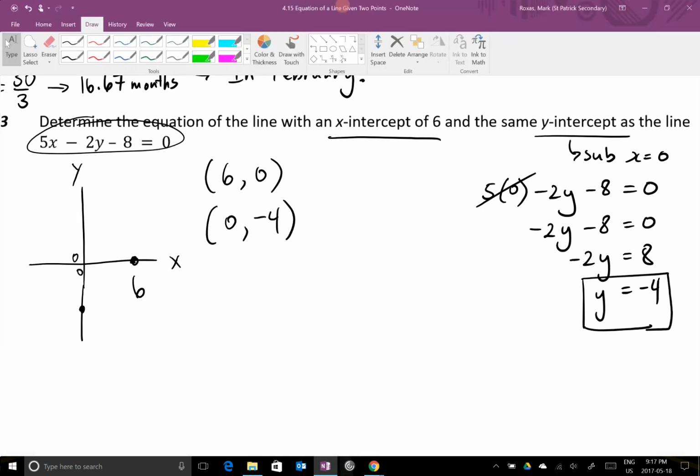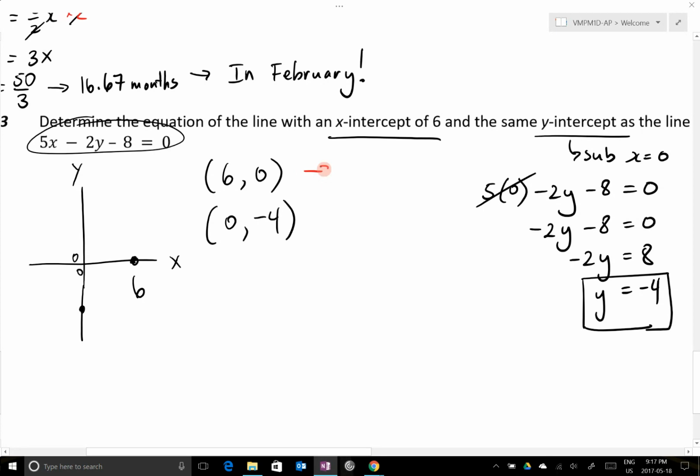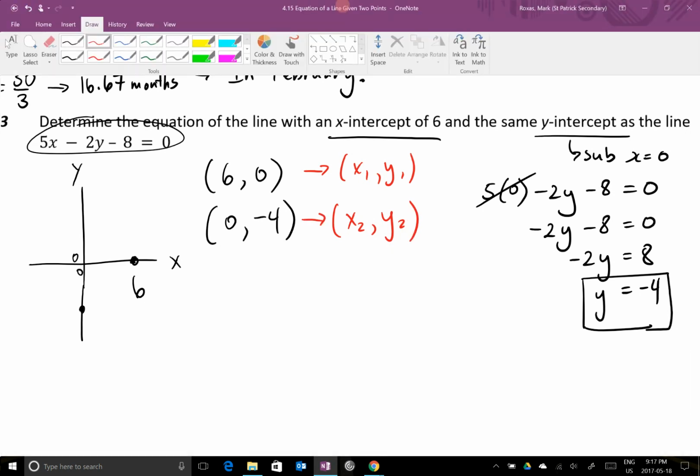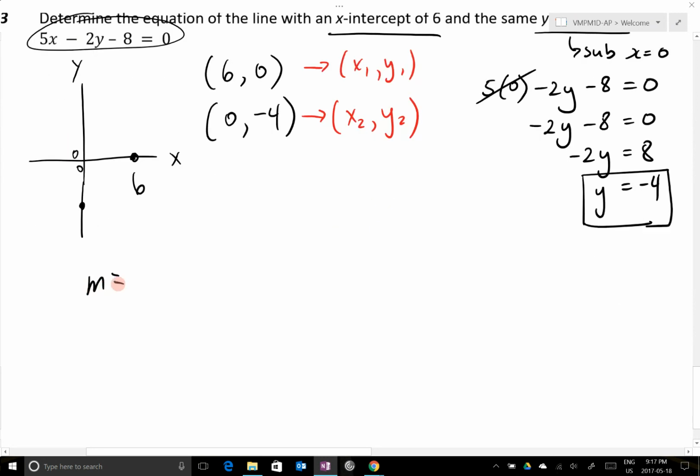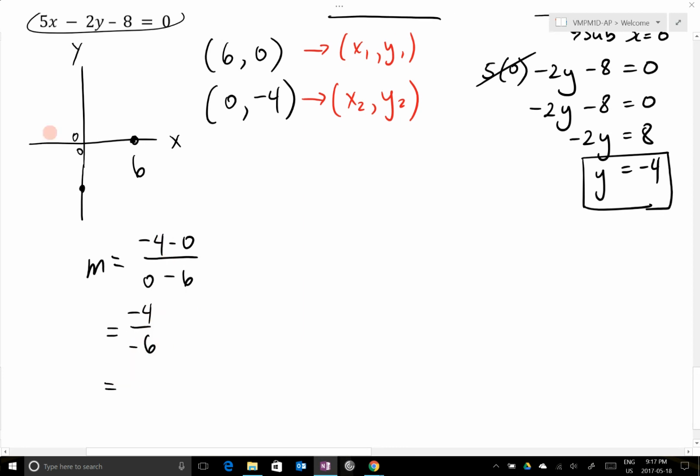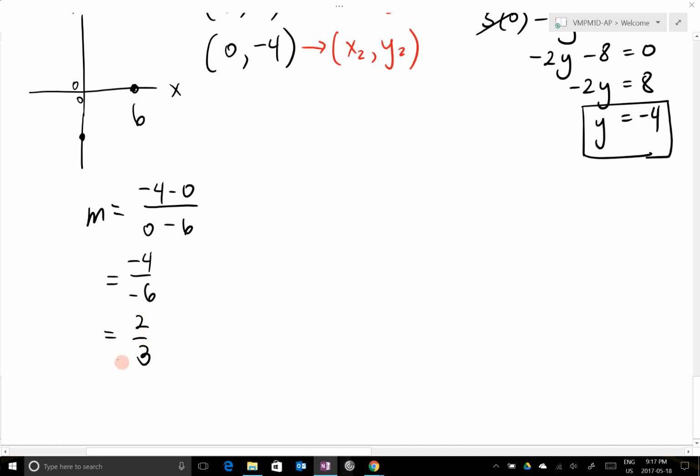So let's make this one x1, y1, and let's make this one x2, y2. And I can now use my slope formula to find the equation of this line. So slope equals, so negative 4 minus 0 and 0 minus 6 for the x. So 0 minus 6. This is negative 4 over negative 6. And in lowest terms, it's going to be positive 2 over 3 because the double negatives cancel out.